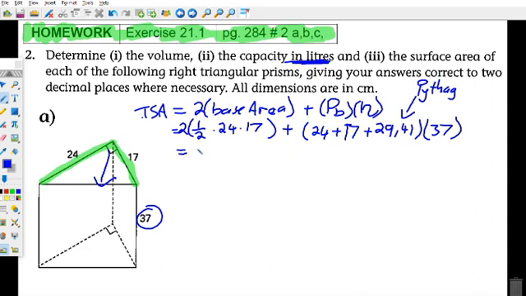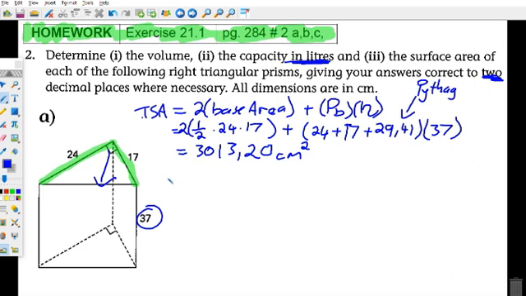Okay, you should get a surface area of 3013 point. How many decimal places? 2 decimal places. 0.20. And it's important to put the 0 there because if you don't, your answer is wrong. Okay.